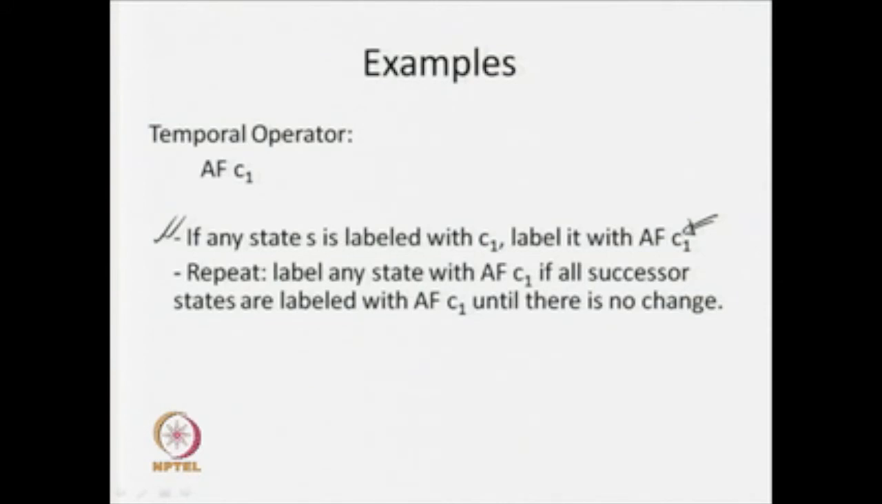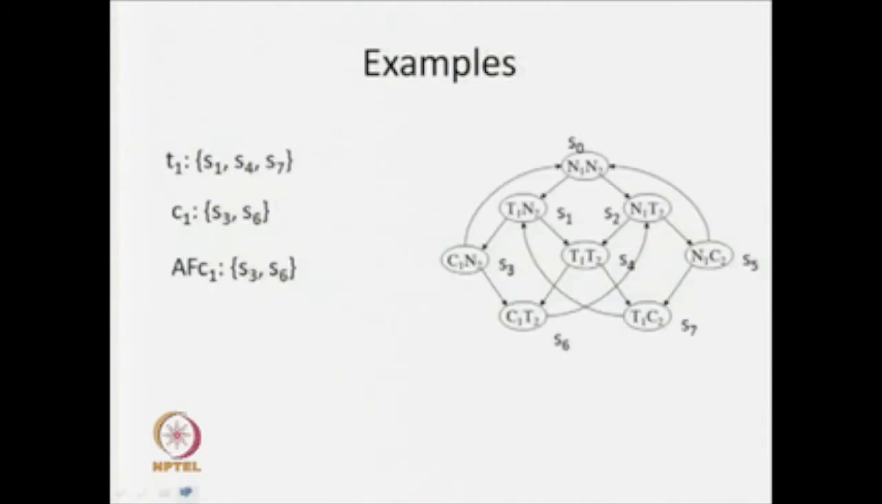After that, we are going to repeat this process: label any state with AF C1 if all successor states are labeled with AF C1, until there is no change. So, we are going to repeat these things. Wherever C1 is true, we say that AF C1 is true, and we will repeat it. Now, since C1 is true in S3 and S6, AF C1 is also true in S3 and S6. This is the base case that we are having.